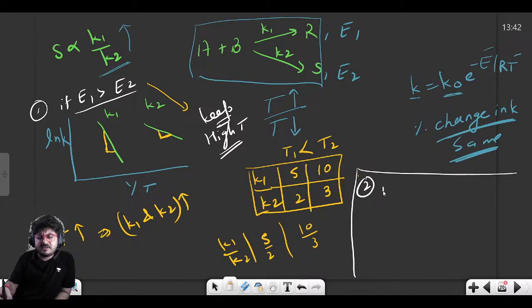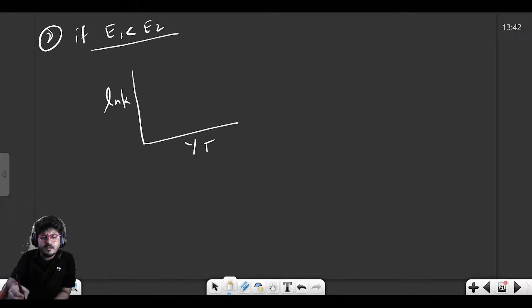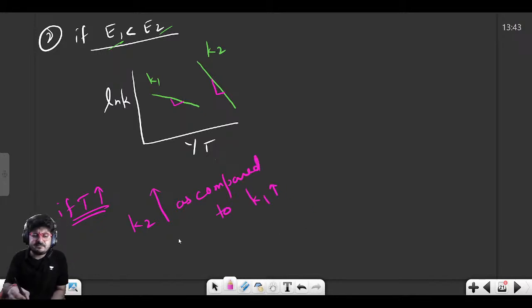While if I talk about the second case, if E1 is less than E2, you can also think about that in the same way. So here in the ln K versus 1 by T graph, E1 is smaller, E2 is higher, so obviously the slope of the K2 curve will be more as compared to that for the K1 curve. Now if I change the temperature, the percentage change in K2 will be more as compared to K1. That means if I increase temperature, both will increase, but K2 will increase more.